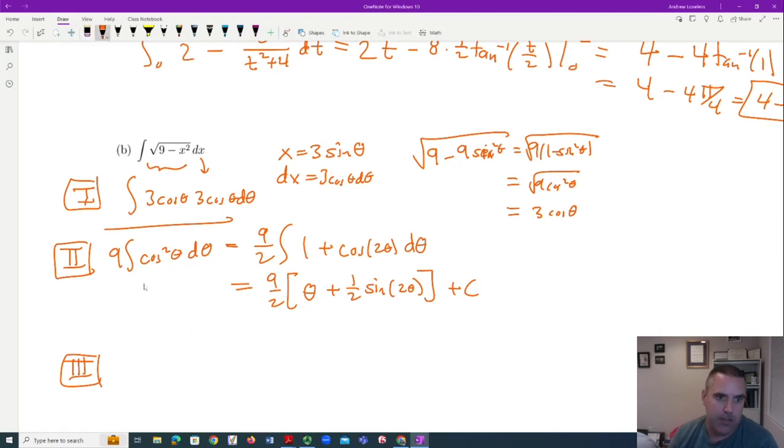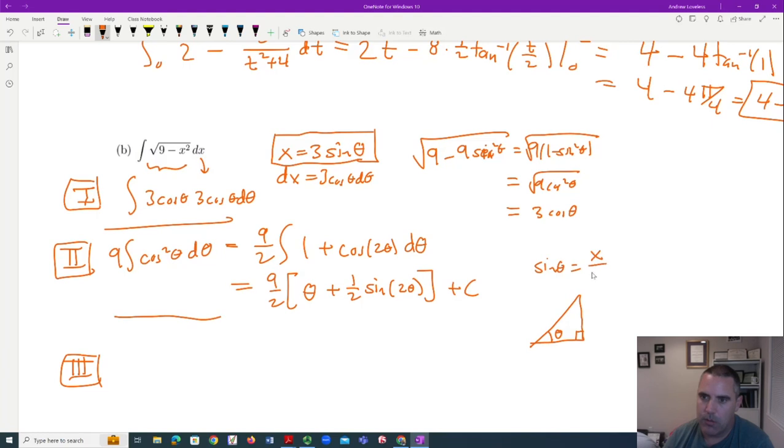So it's one that I even gave an entire identity to help you with. So when we try to return, and we solve for sine, and we say it's x over 3, that means opposite over hypotenuse, and that means this is 9 minus x squared. The issue is this is 2 theta, which has nothing to do with that triangle. But there is this identity.